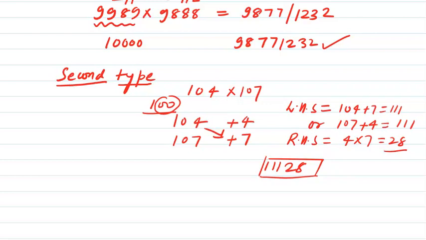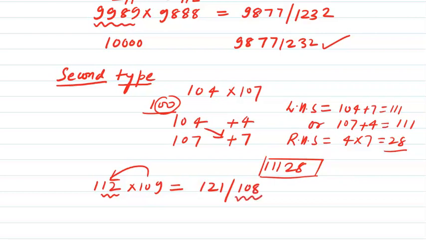If I do one more problem, suppose I take 112 and I want to multiply it by 109, and I will be writing my answer directly. Plus 9 and plus 12. So I can add plus 9 to this. If I add plus 9 to this, 112 plus 9 is equal to 121. This is the left hand side. What is the right hand side? 12 into 9. 12 into 9 is 108.